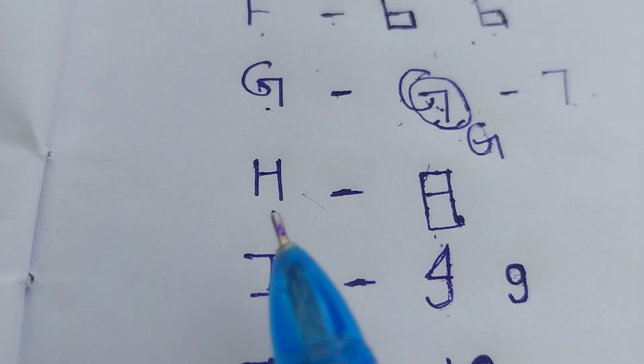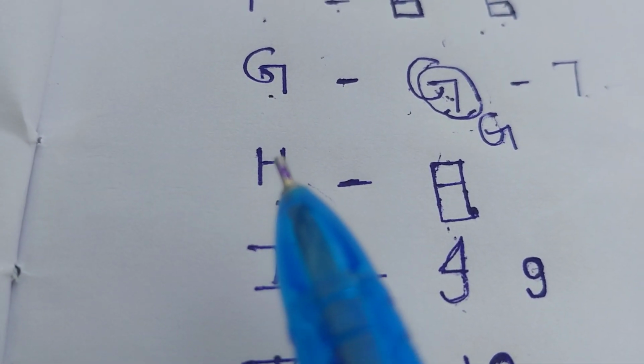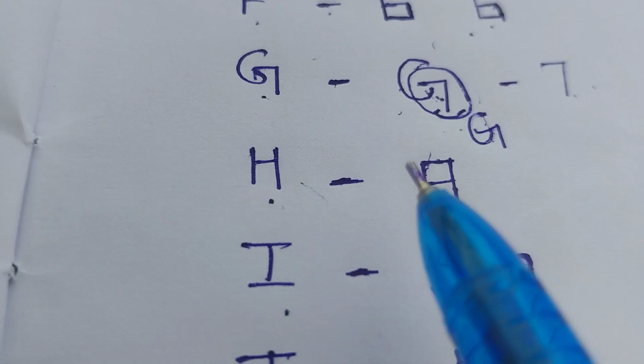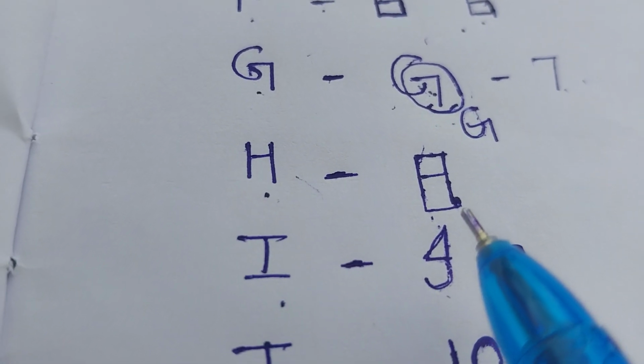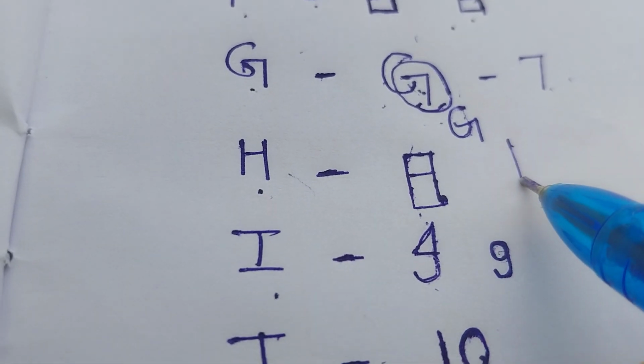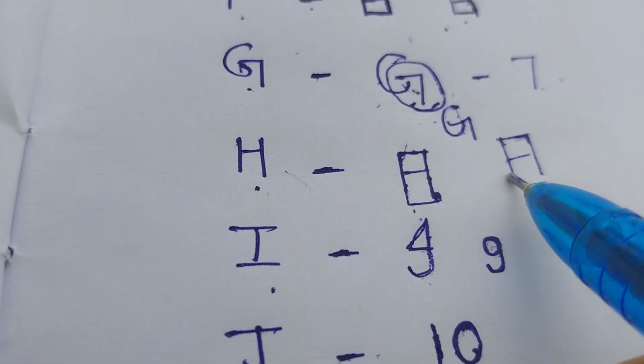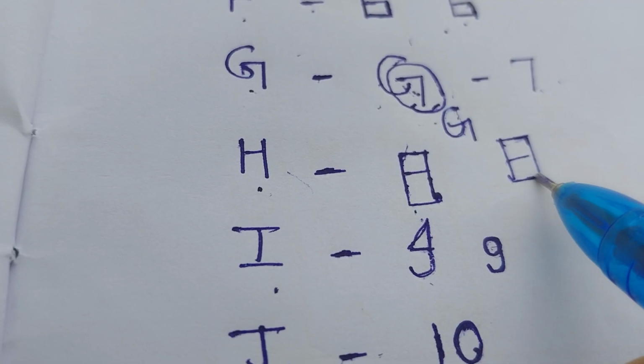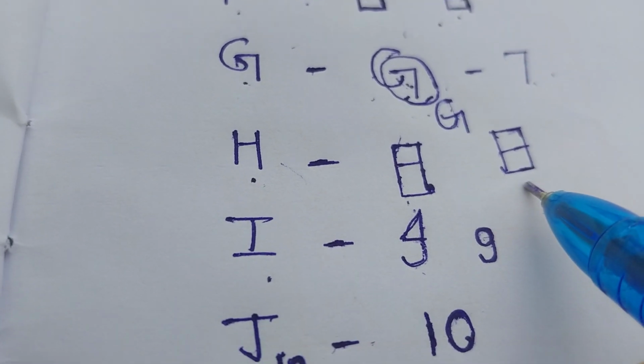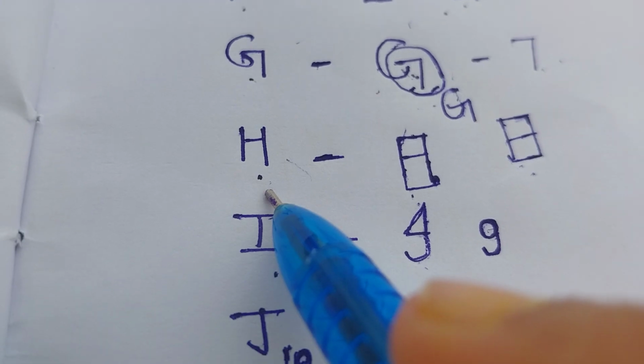Next letter is H. As easy as it is to write the H, it's as easy to remember the number of the H. We write H like this. Just add an upward line on it and a downward line. It gives you the number 8. So the 8th letter of the alphabet is H.